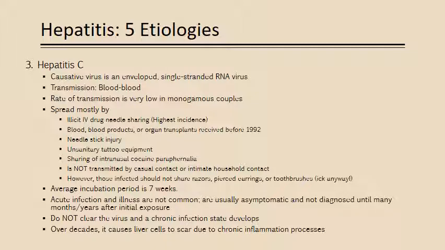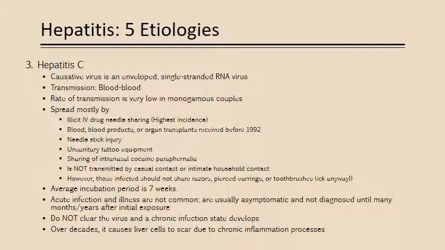Hepatitis C is the third type we're going to talk about. The causative virus is an enveloped single-stranded RNA virus, and it's transmitted blood to blood. The rate of transmission is very low in monogamous couples. In couples who are not monogamous and have several sex partners, the transmission rate goes up. It's spread mostly by illicit IV drug needle sharing. That's the highest incidence of transmission method.